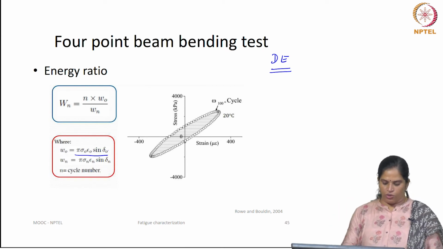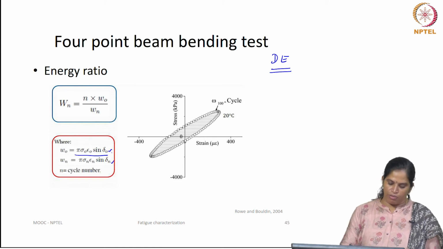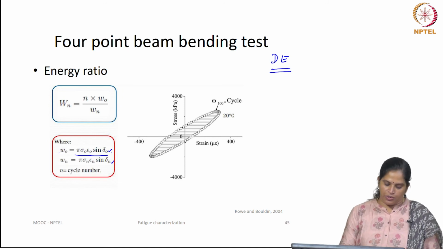The suffix 0 is given for the initial cycle and N is given for the nth cycle. So, with this equation, you can calculate the energy dissipation per unit volume per each cycle. So, this W gives you the energy dissipation per unit volume per each cycle.